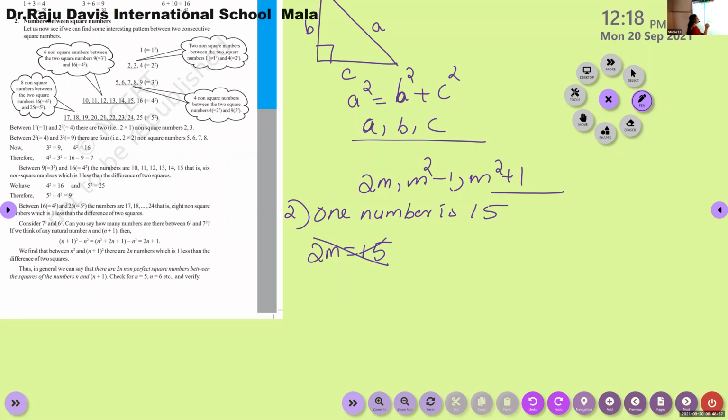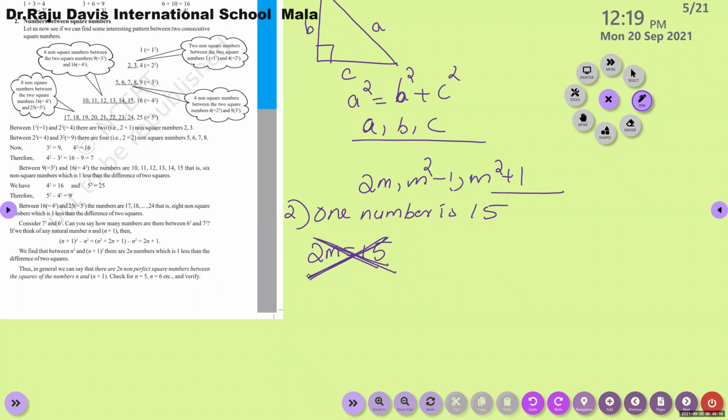It can't be, because 2m means it is a multiple of 2. It cannot be 15 because 15 is an odd number. Shreya, clear? So children, we cannot start with 2m equal to 15. We can start only if the given number is an even number. That time you can start with 2m equal to that number. Here we can't start 2m equal to 15, so we will take some other number. Surja, so what we will do then?